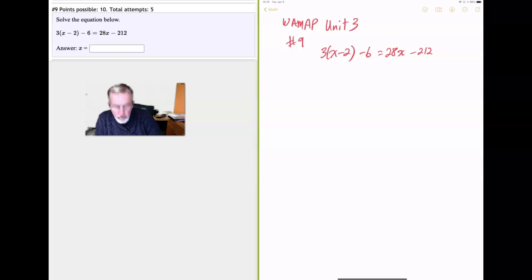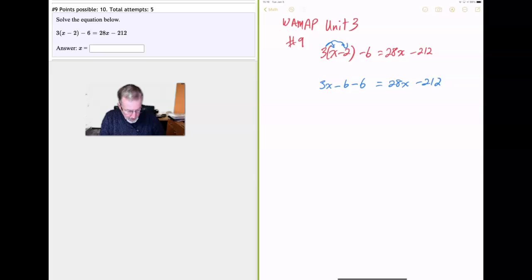And what we're going to do is expand first. So we've got 3 times (x minus 2) minus 6, and that is equal to 28x minus 212. First thing we want to do is distribute the 3 over the x and the negative 2. So we get 3 times x for 3x, and 3 times negative 2 is negative 6, and then another minus 6, and that's equal to 28x minus 212.